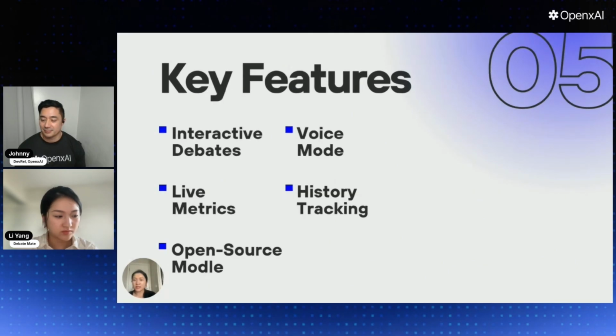The third one is live metrics tracking clarity, logic, and persuasiveness. It can give you insights into which metrics you should improve. The next one is history tracking, to revisit past debates. That's very helpful. And the most important thing, we use a fully open source architecture. We built on Next.js, Tailwind CSS, and the Llama AI models. It's all open source.